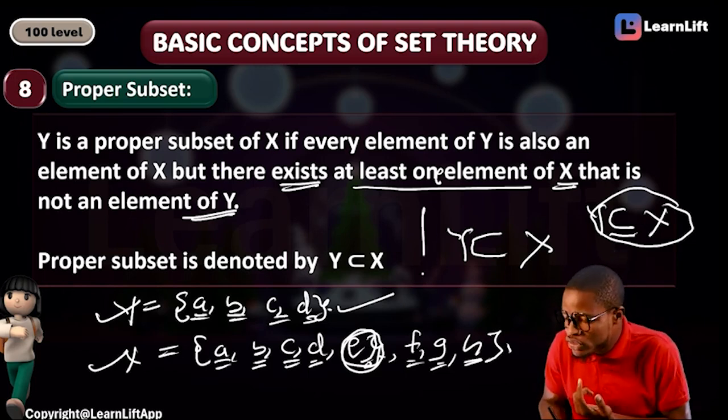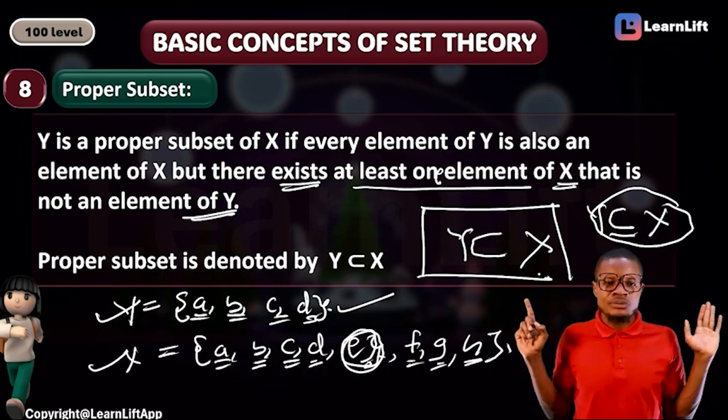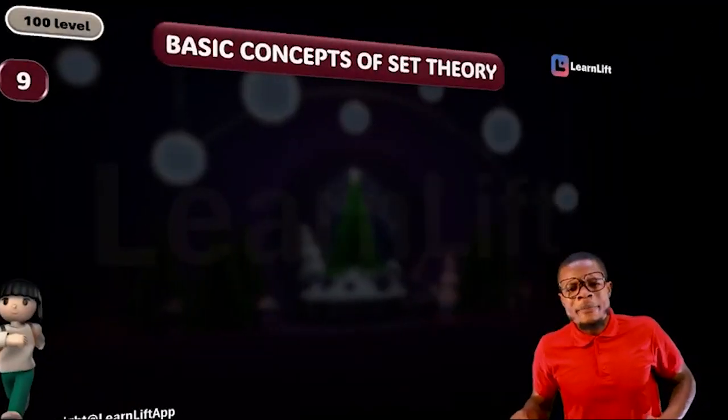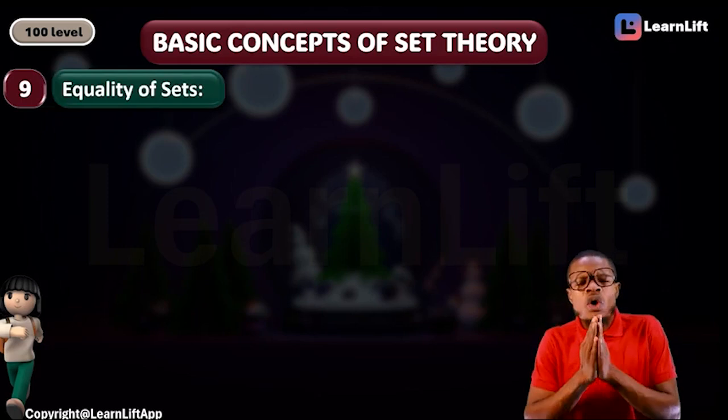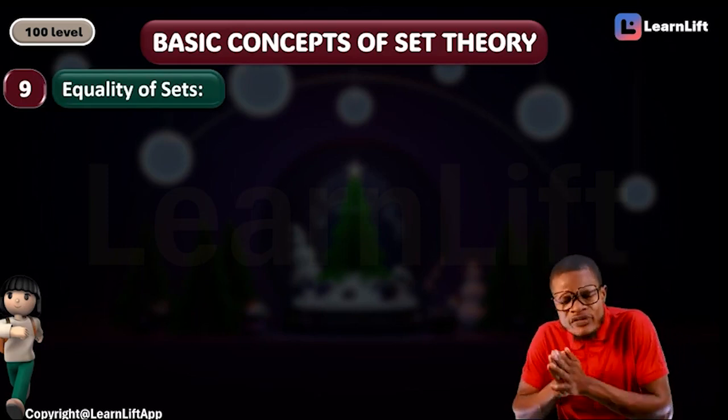So rather, proper subset is represented by just this alone. Simple, and you are out. Then next, quickly, number 9, you must hold tight. It is called equality of sets. When we say equality of sets, what do we refer to as equality of sets?